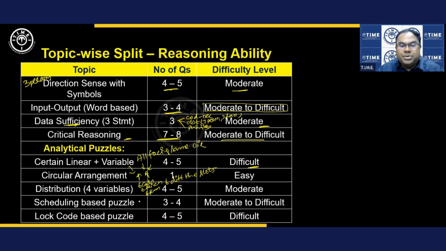Then we have a scheduling based puzzle. We have 10 flights, scheduled to depart between 4 p.m. and 5 p.m., and each one is starting in a time interval of 5 minutes. So definitely this is moderate to difficult.